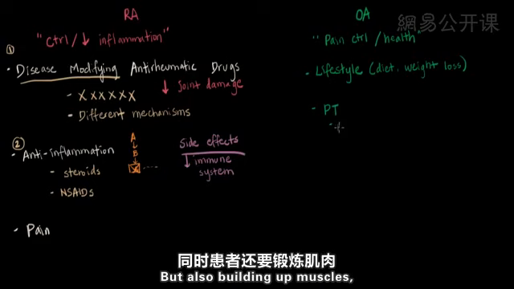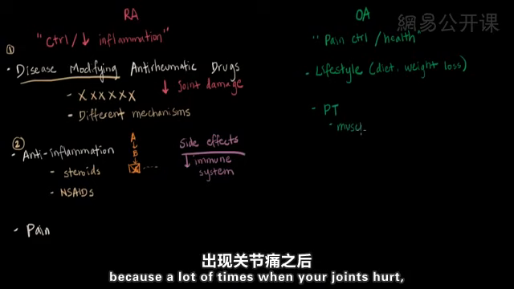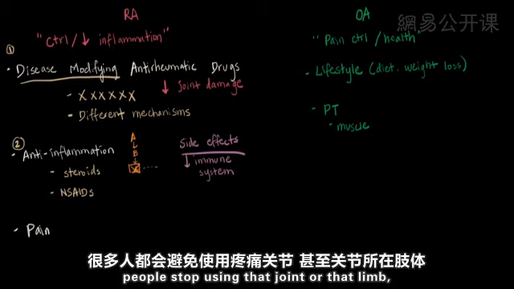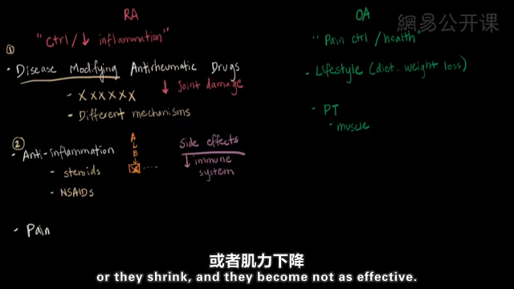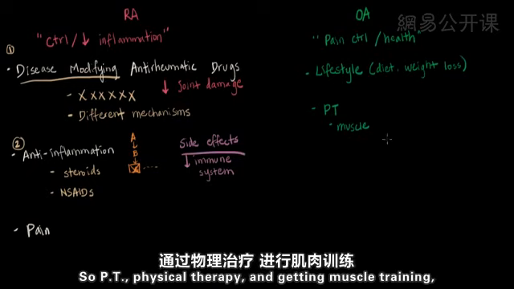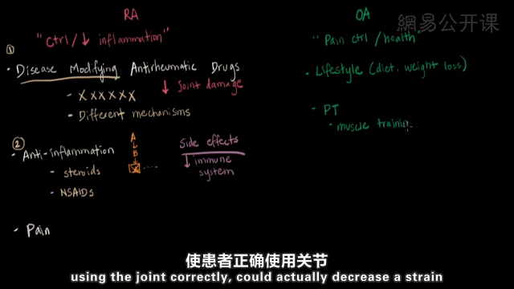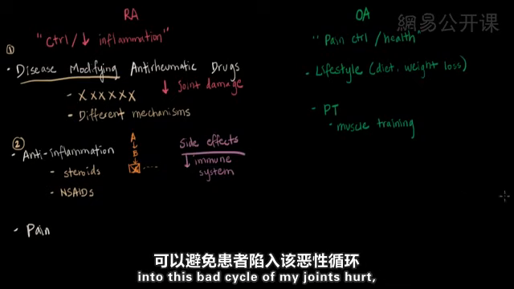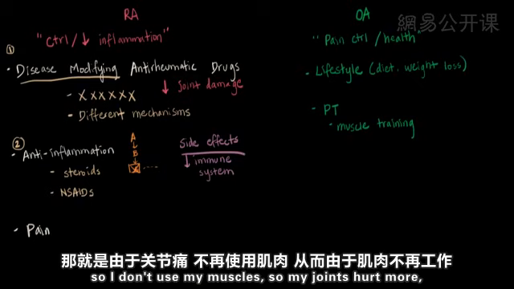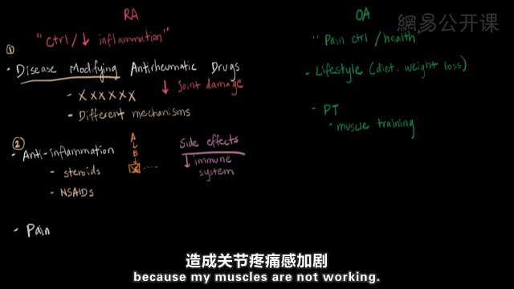But also building up muscles, because a lot of times when your joints hurt, people stop using that joint or that limb, and the muscle can go into what we call atrophy, or they shrink and they become not as effective. So PT, physical therapy, and getting muscle training, using the joint correctly, can actually decrease the strain on that joint when the muscle is strong. So physical therapy can stop people from spiraling into this bad cycle of my joints hurt, so I don't use my muscles, so my joints hurt more because my muscles are not working.